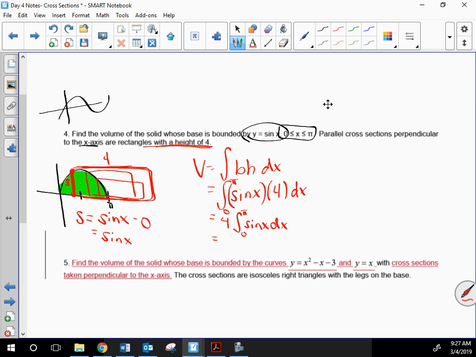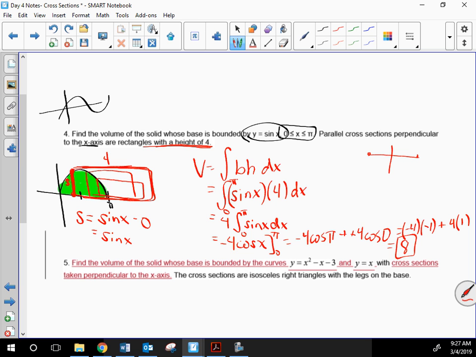Alright. What's our antiderivative of sine? Good, negative cosine. Well, this one's not bad at all. A negative 4 cosine of pi minus negative 4 cosine of 0. Let's see. Cosine of pi. What's cosine of pi? Negative 1. Negative 1. And then what's cosine of 0? So we've got positive 4 plus 4, so 8. That's a nice little volume there.